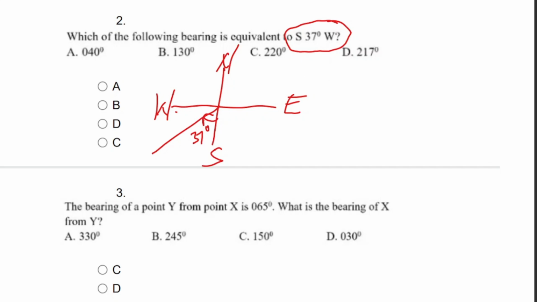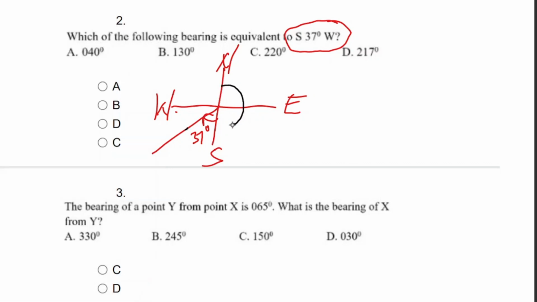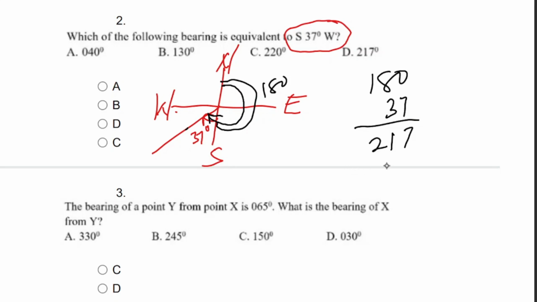Now we want to convert it to 3-digit bearing. It means that we're going to measure from north and move clockwise to this line that we have here. That's the angle that we want to measure. From here to here is 180. Then plus 37. That's going to be 180 degrees plus 37, which is 217 degrees. So this is the answer here, 217 degrees. I hope this is very clear. So the answer is option D.